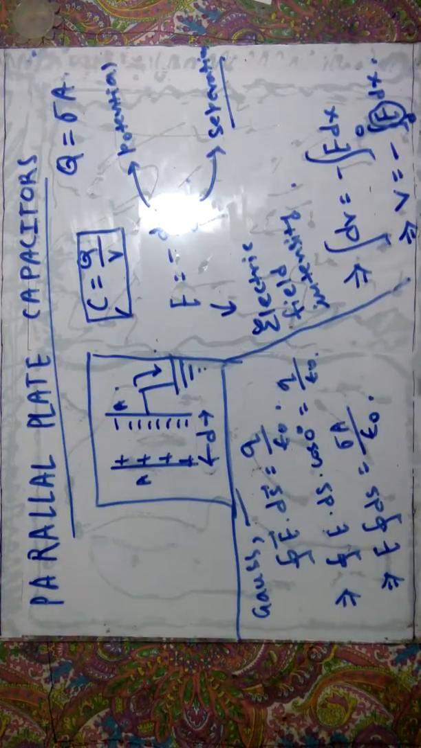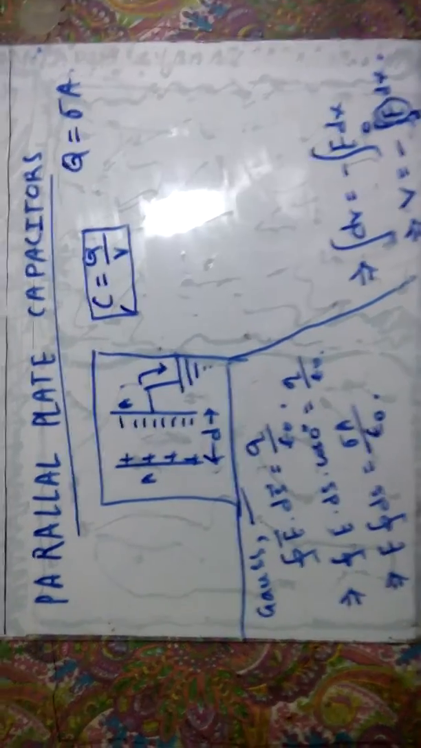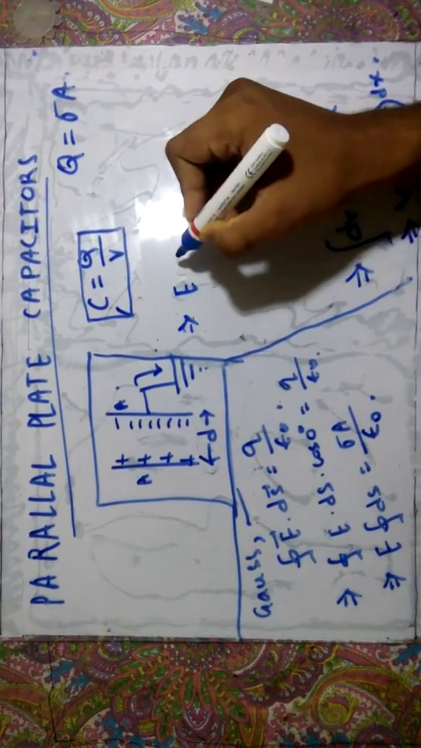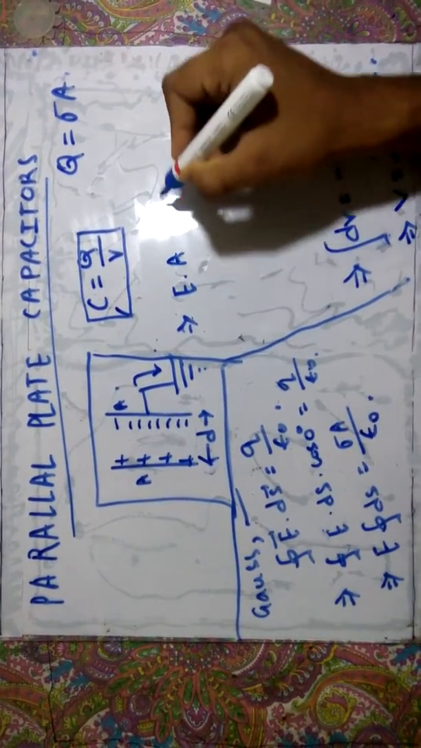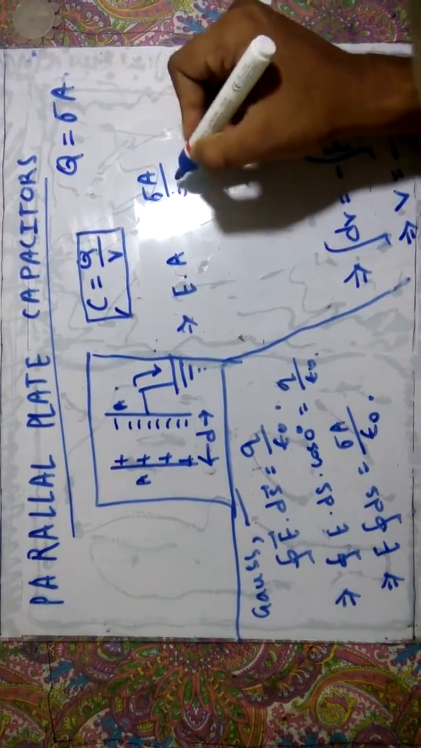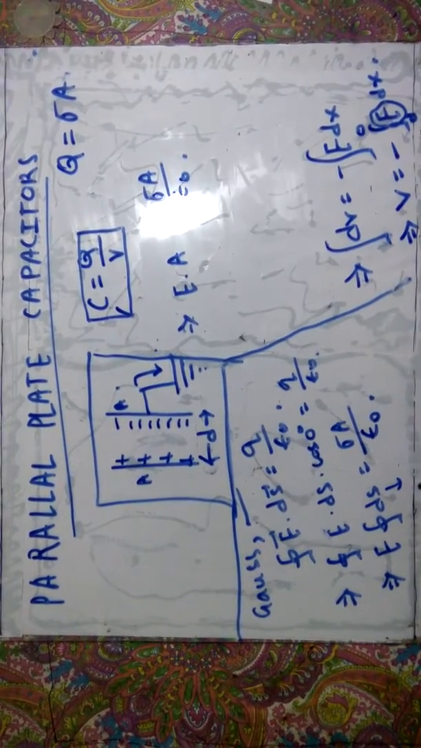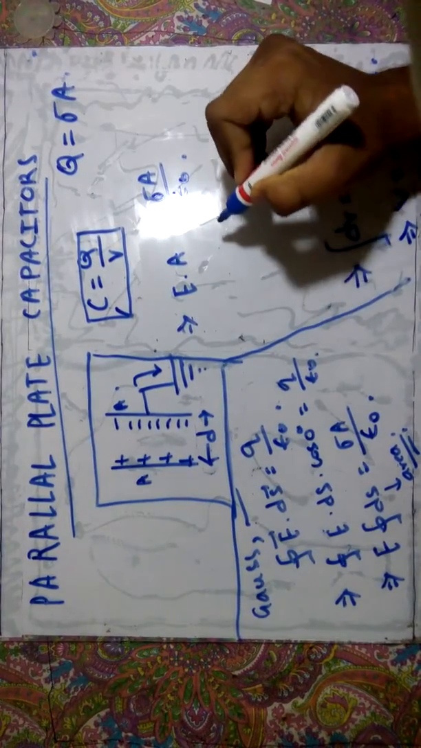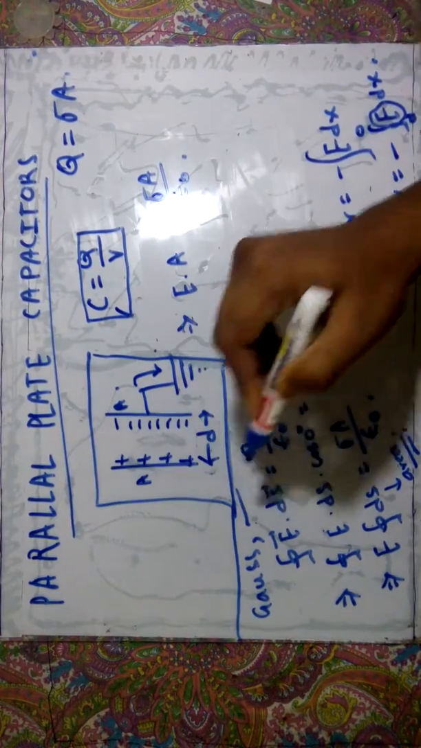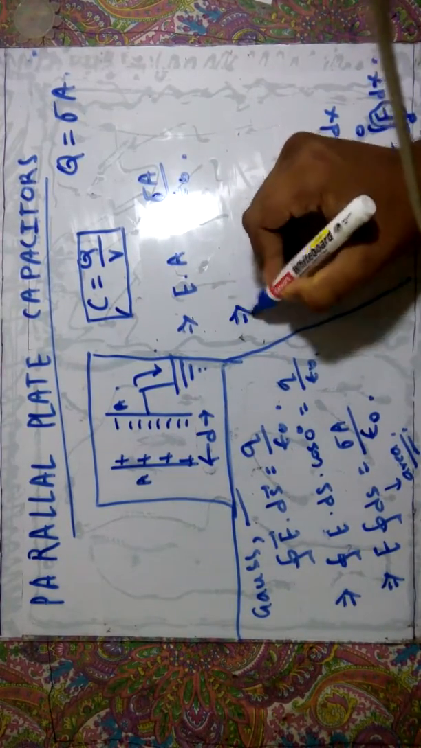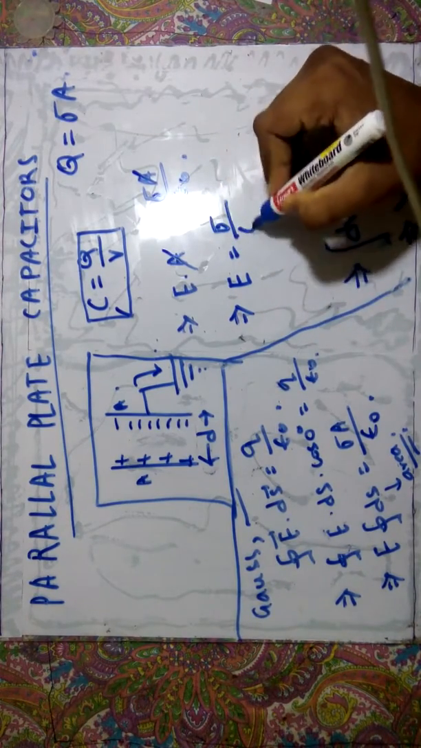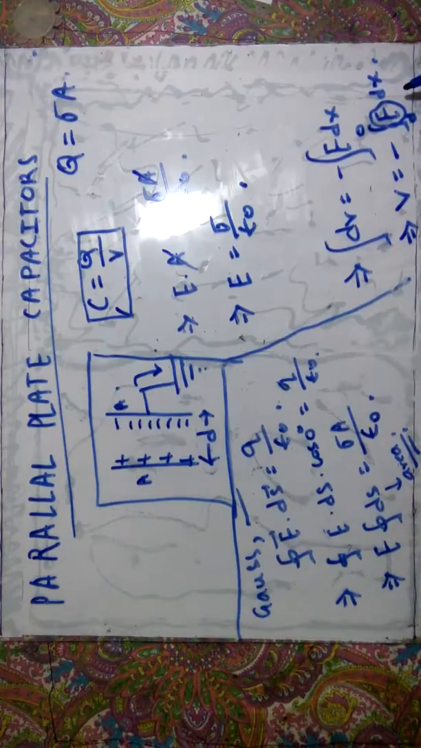So from this we get E A equal to sigma A by epsilon 0. Here S is treated as area, and the integral of dS becomes A, the area of one plate. So let's cancel A, and here E becomes sigma by epsilon 0.